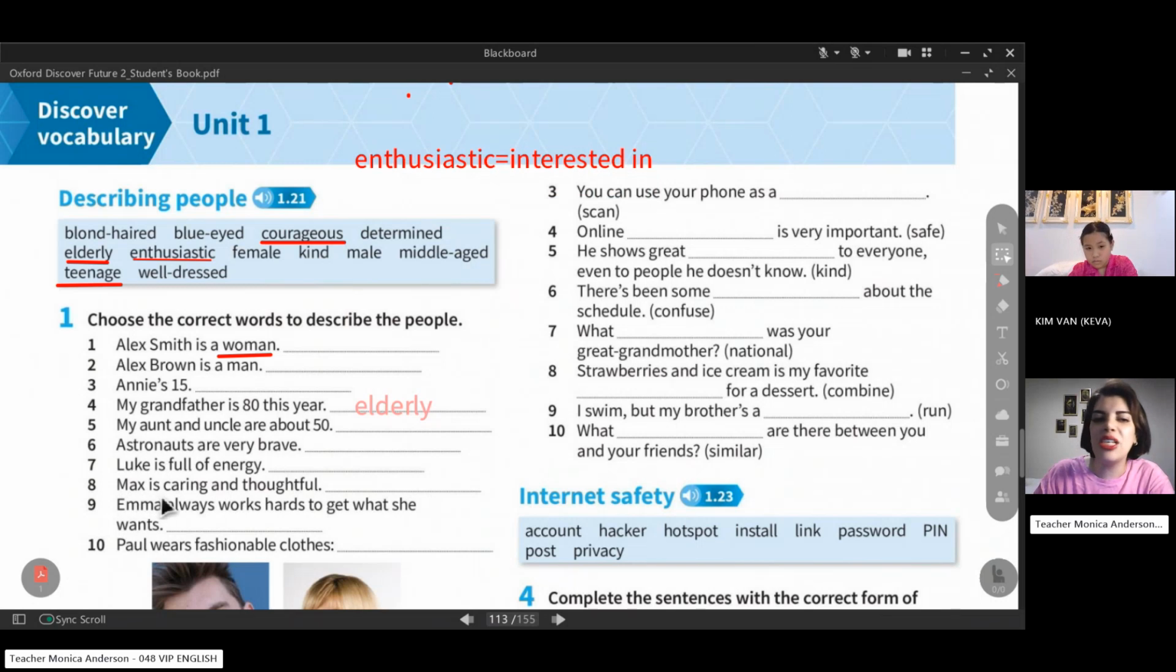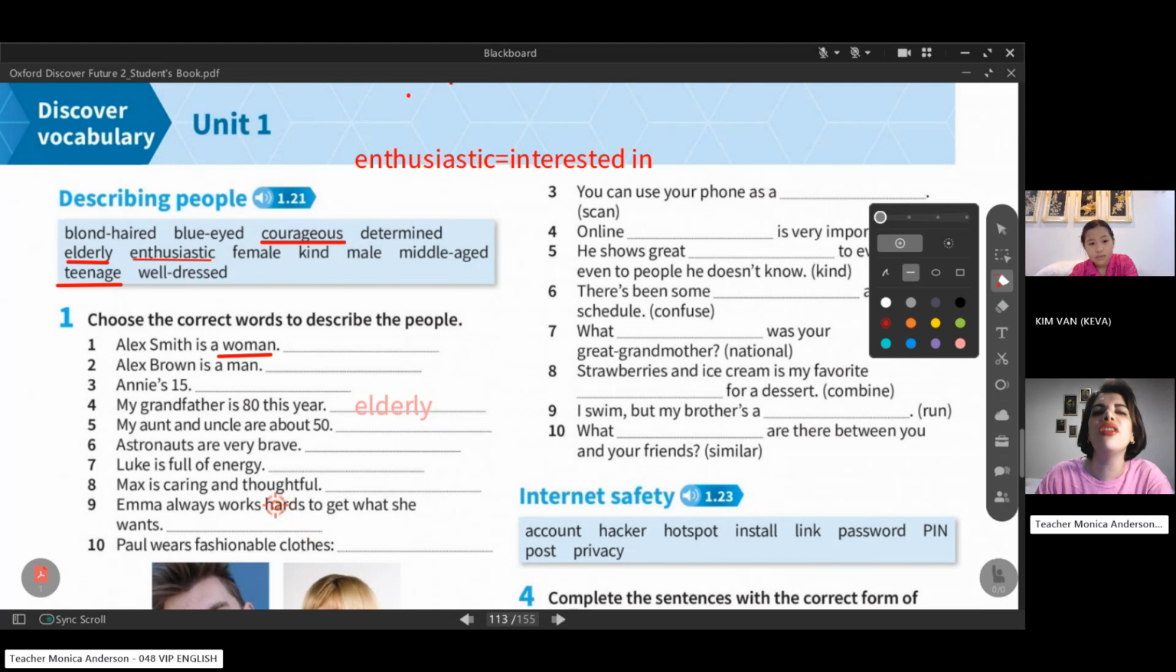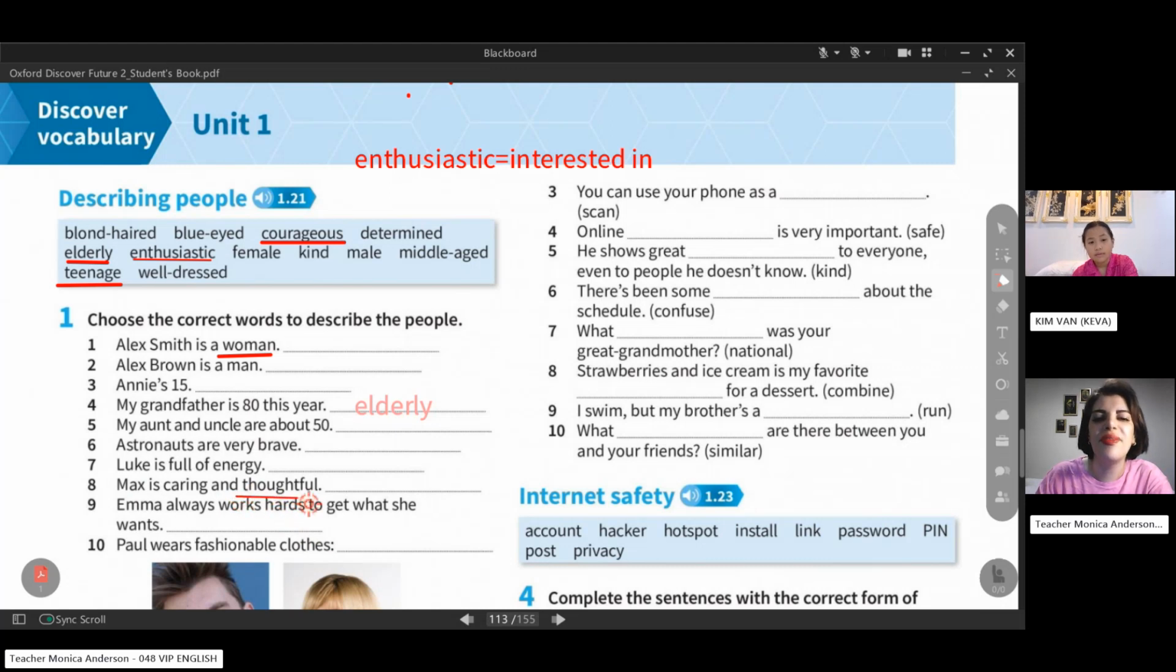So the next one, Max is kind. Max is caring and thoughtful. Is kind. Thoughtful, thoughtful. Say thoughtful, also. Thoughtful. A person who, thoughtful. Yeah, very good. A person who thinks about all the people. So thoughtful is a person who thinks about everyone. So thoughtful is kind.